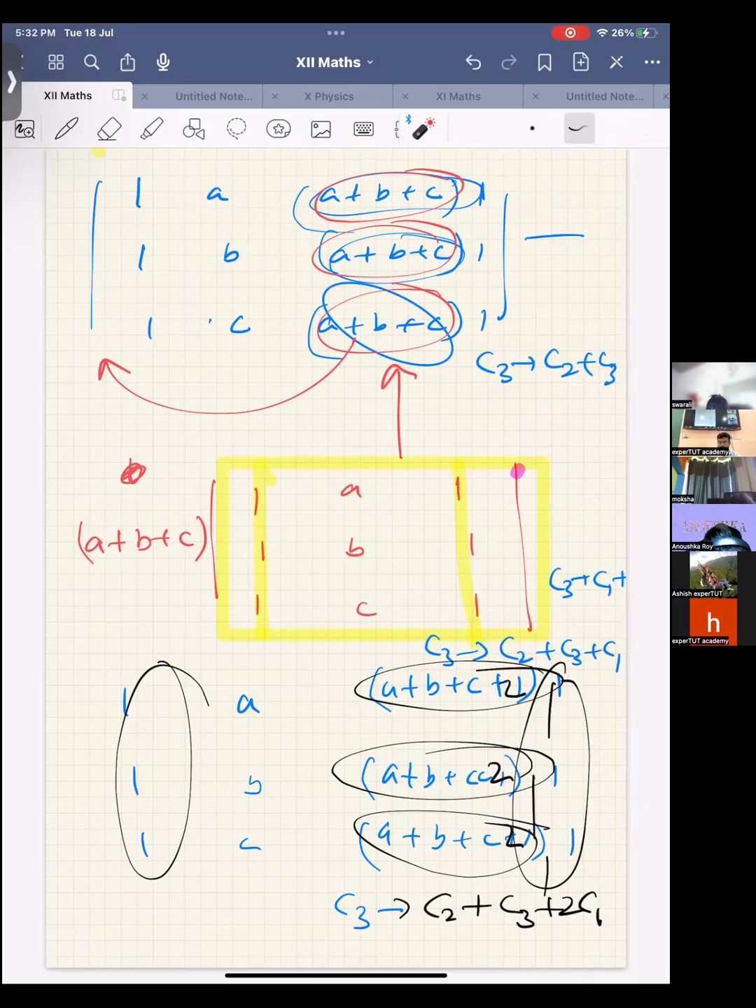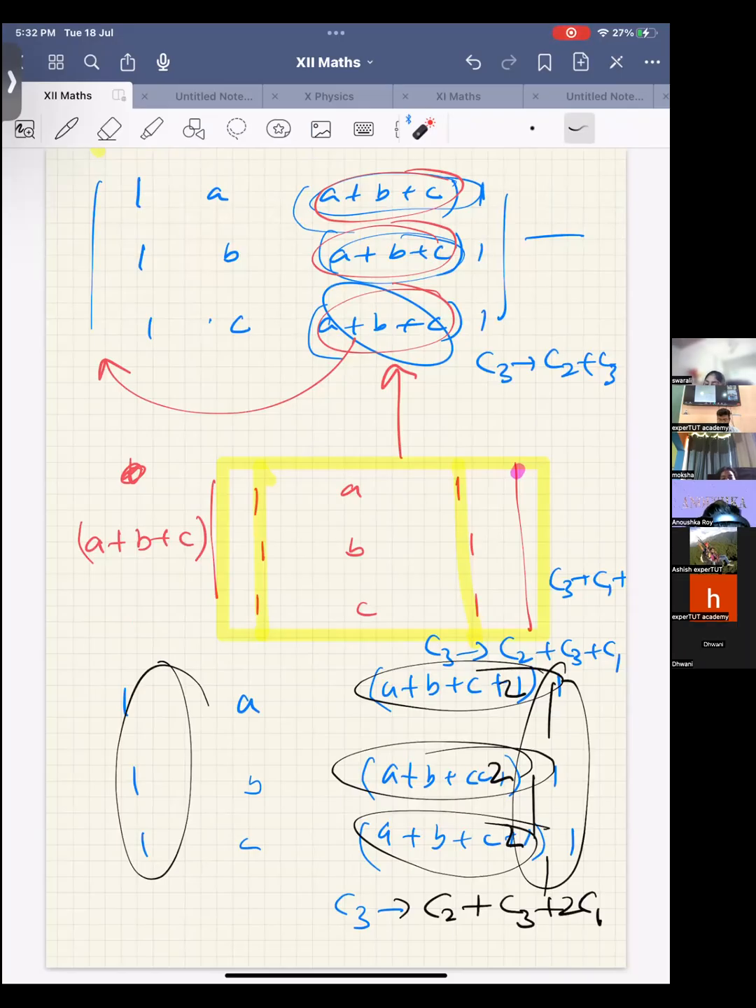Like see, R3 is equal to R3 minus R1. वही करने वाला हूँ. ठीक है? Copied. दोनों मेथड लिख लिया है.